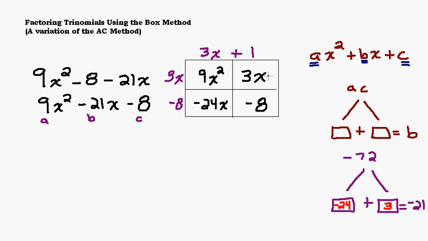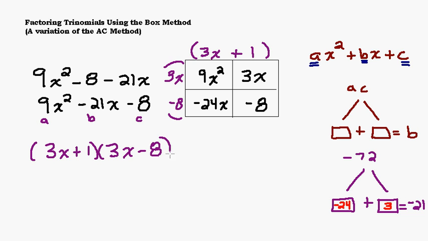So you see, these things all multiply together like little areas. Negative 8 times 3x is negative 24x. Negative 8 times positive 1 is negative 8. And we talked about the top row before. So in terms of area, the length of the top is 3x plus 1, and the width of the side, or the height, is 3x minus 8. These parentheses look a little weird, but that's okay. These two things multiply together to give this area. So 3x plus 1 times 3x minus 8 will give us this area, which corresponds to this trinomial.